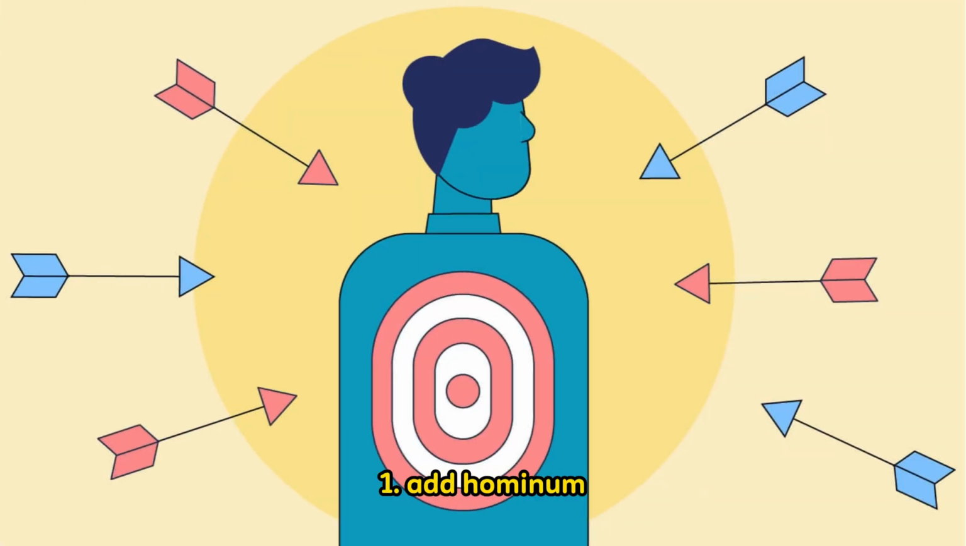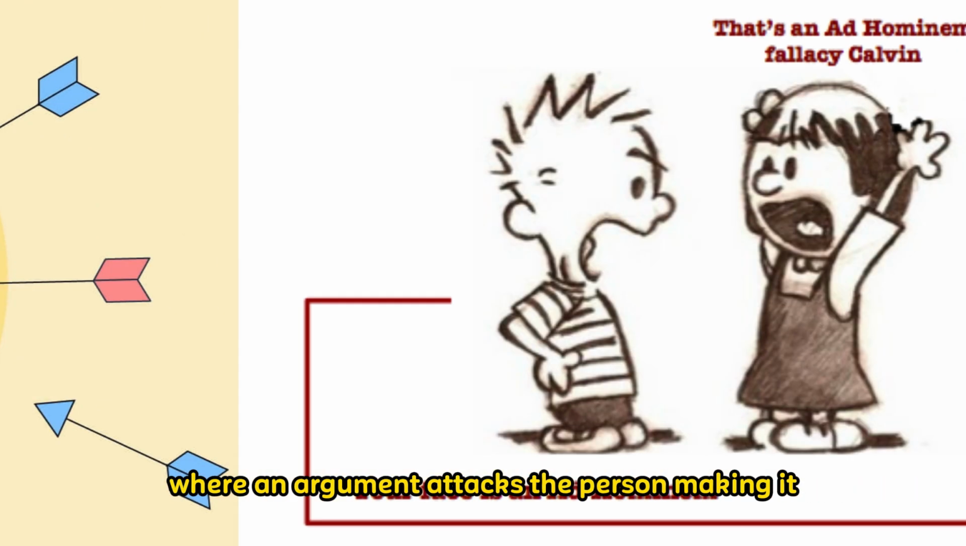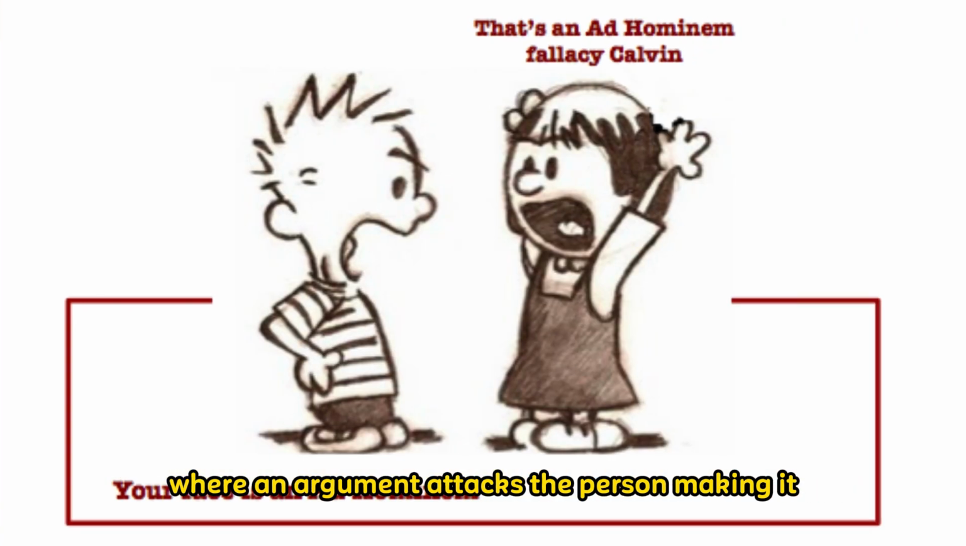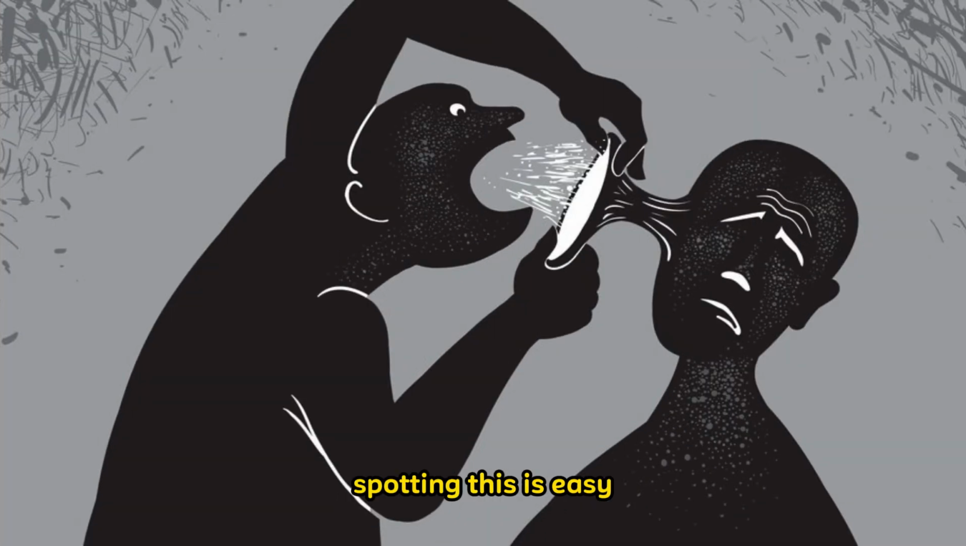1. Ad hominem. Let's kick things off with the ad hominem fallacy, where an argument attacks the person making it rather than addressing the actual point. Spotting this is easy. Look out for personal attacks that divert attention from the argument.